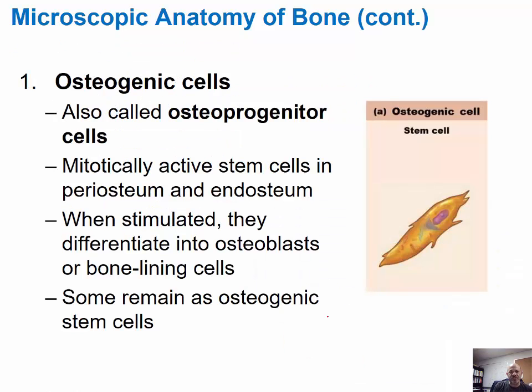So here's our osteogenic cell. It's also called the osteoprogenitor cell. They are mitotically active, which means they divide by mitosis. They are stem cells, which means they can differentiate. And they are going to be found in the periosteum and endosteum that was mentioned earlier on, in the osteogenic layer of the periosteum and endosteum. Now, when they are stimulated, they do differentiate into osteoblasts or into bone lining cells. And some will remain as osteogenic stem cells.